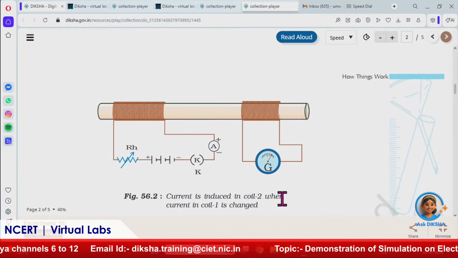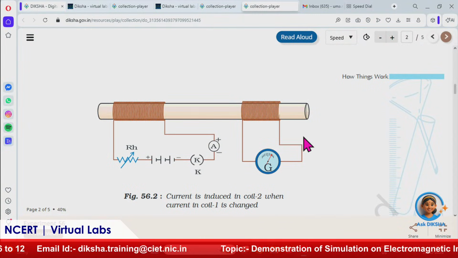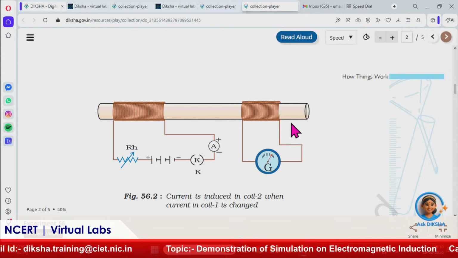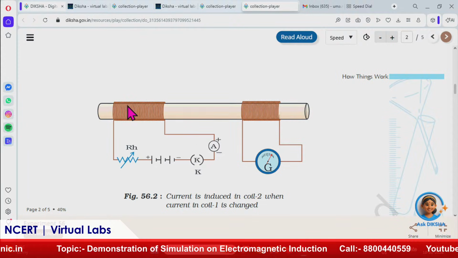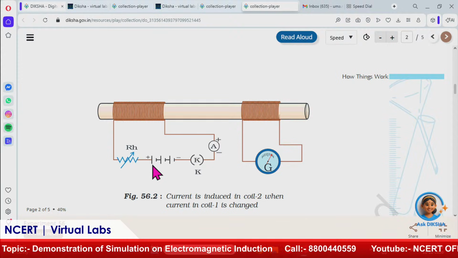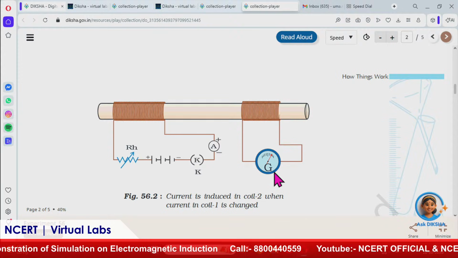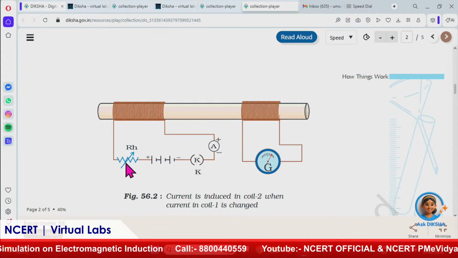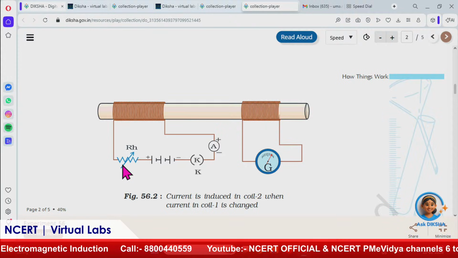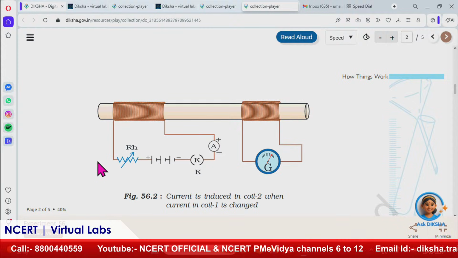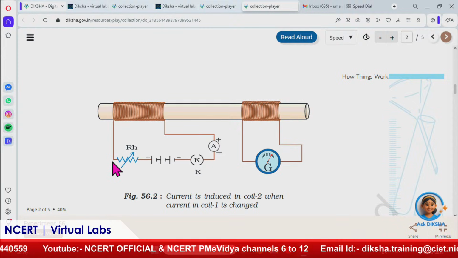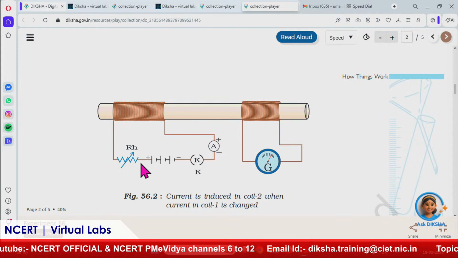Okay, and in the third scenario, see, I am showing you this image. There he has taken two coils. One is connected with the battery, and one is connected with the galvanometer, and here we have connected a varying... no, this is not a switch. This is a rheostat, and K is the switch. So by the rheostat, we are varying this current.